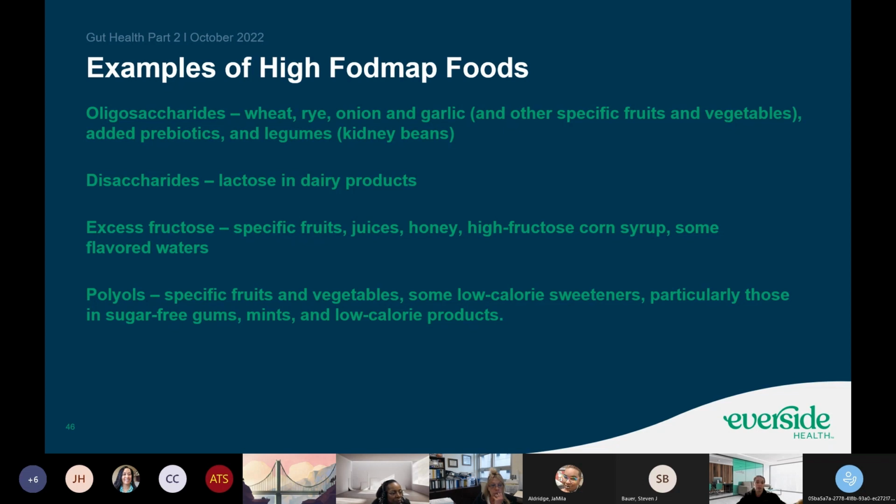Examples for oligosaccharides: wheat, rye, onion, garlic, other specific types of fruits and vegetables, added prebiotics, legumes like your kidney beans. Disaccharides, which includes lactose and dairy products. Excess fructose is specific fruits, juices, honey, high fructose corn syrup, some flavored waters. Polyols, specific fruits and vegetables, some low-calorie sweeteners, particularly sugar-free gums, mints, low-calorie products. A lot of times it's used as a sugar substitute for sugar-free things.